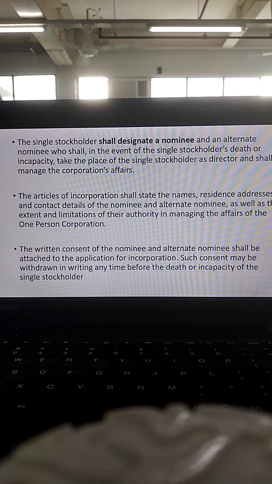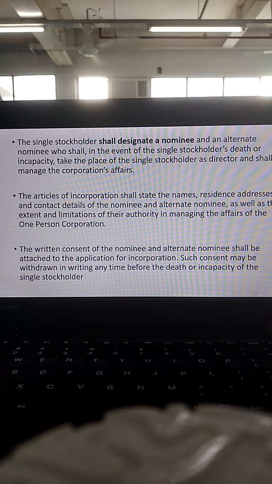Now, the single stockholder shall designate a nominee. Of course. Okay? Kailangan kasi yan if in case mamatay yung single stockholder. Okay? Now, the Articles of Incorporation shall state the names, residence addresses, and contact details of the nominee. Eh, syempre, kinakailangan yan para makontak. Okay? The written consent of the nominee and alternate nominee shall be attached to the application for incorporation. Okay? So, there should be consent, of course. Because how can you manage the said corporation in the first place if you're not being notified, hindi mo alam, there is a violation of your right, okay? Hindi naman pwede yan. Kaya nga, kailangan ng written consent.